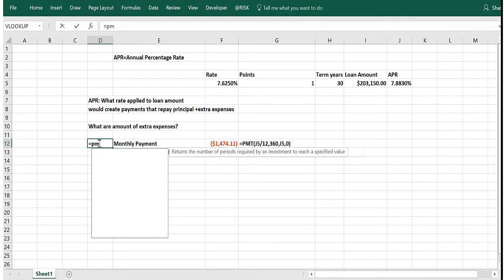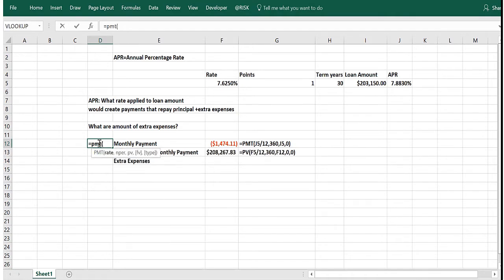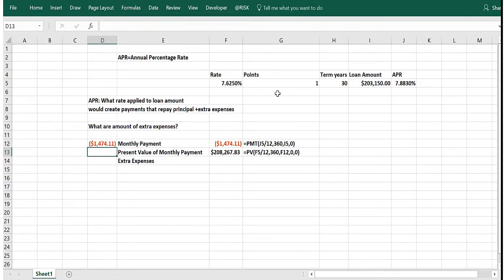So what we would do is use the PMT function. We take the rate, which is the annual percentage rate, divided by 12 to make it monthly. Then it's 360 months, and you borrowed this amount. The APR is applied to that, and it's end of the month payments. So basically you're paying $1,474 a month.